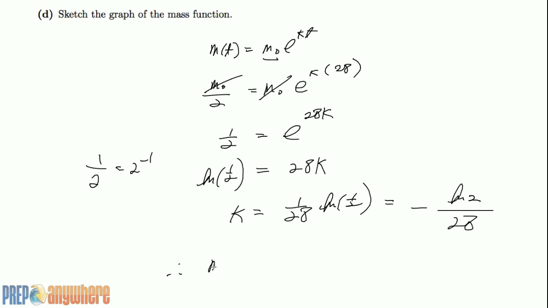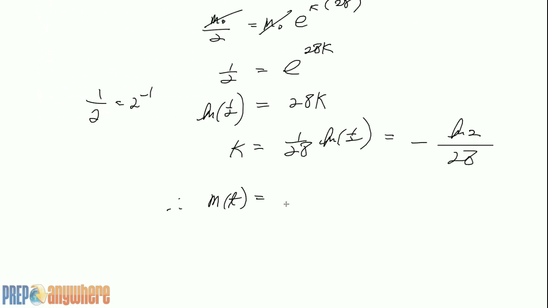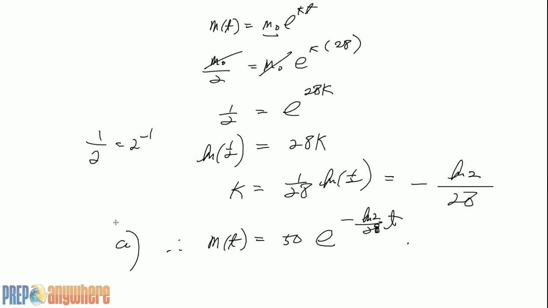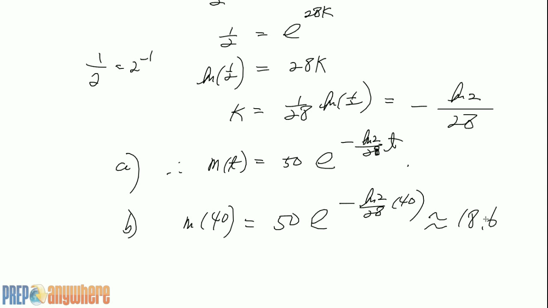So therefore, our mass function with respect to time is, initially the mass was 50, so we can put 50 here, e to the power of minus ln of 2 over 28, 28t. This is part A's answer. Okay, part B says how much mass is left over after 40 days. So we just have to replace t with 40. Okay, so we get approximately 18.6 milligrams left over.